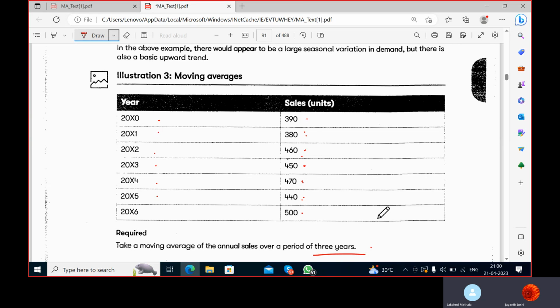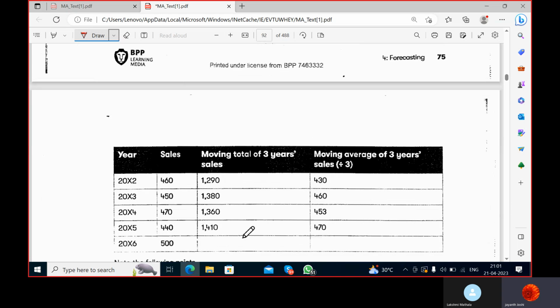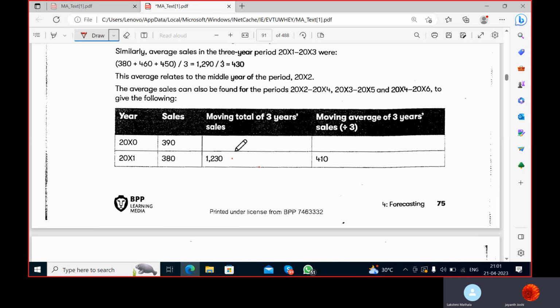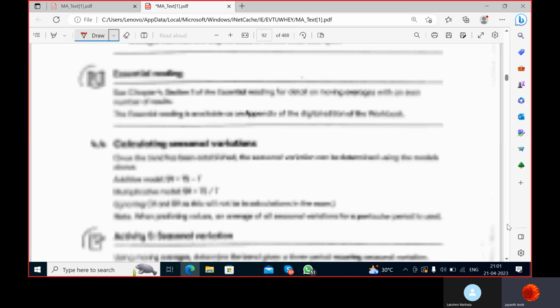Sir, over a period of 3 years, the first 3 years? First 3 years, then next 3 years, then next 3 years. It goes on in that way, Hamsika. Okay, sir. You can do it as homework as well. You take the first 3 years, then the next 3 years, and so on. You get the moving totals, correct? Correct, sir. And then you divide by 3 to get the moving average. Finished. You have to leave one column here, one column here. So you can finish that.